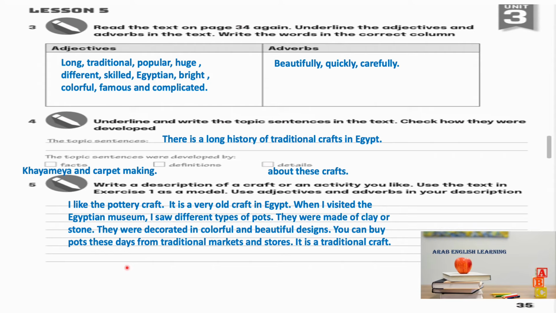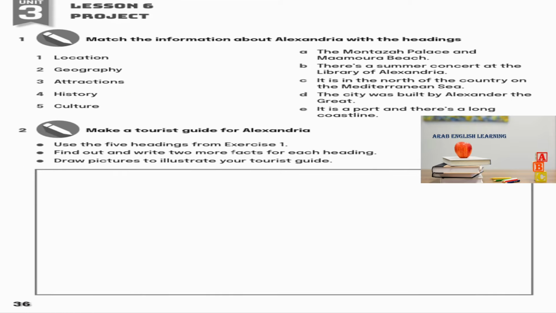I use a lot of adjectives like different, like beautiful, like colorful, and you have to do the same when you write about something or describe anything. Page 36, it's about the unit project, lesson 6, and our unit project is about the tourist guide. To make any tourist guide about any place, you have to write about these 5 points: the location, geography, attractions, history, and culture.